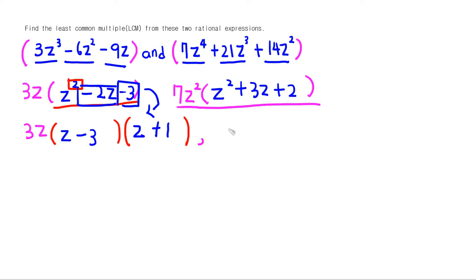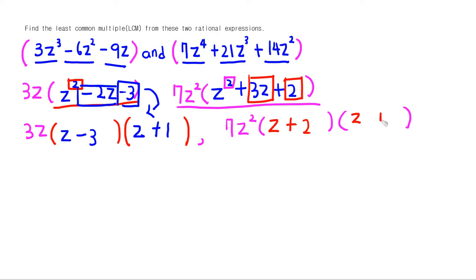And for 7z squared, this term right over here, we can also factor it into binomials, and I need to write 7z squared multiplied by, and we can change it into binomials since we know that this is a quadratic. So we're going to have z times z, and numbers that multiply together to give us 2 and add together to give 3z. Those numbers are positive 2 and positive 1.